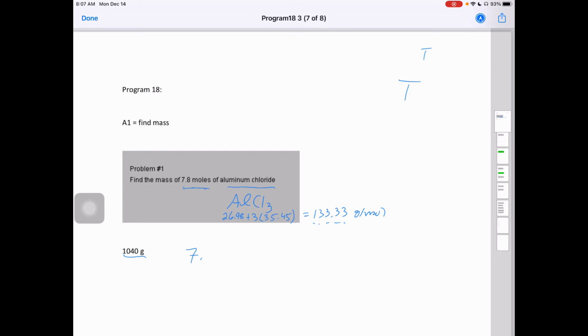So the conversion factor is 7.8 moles times 133.33 grams per 1 mole. The moles cancel. When you multiply and round, you get 1039.97, which looks suspiciously like 1040 grams. That's 1.04 times 10 to the third grams. That's 3 sig figs. And remember, if I do 1040 point, that's 4 sig figs. So I'm just going to use 1040, because on the program, when you type in 3 sig figs, it's going to be fine.